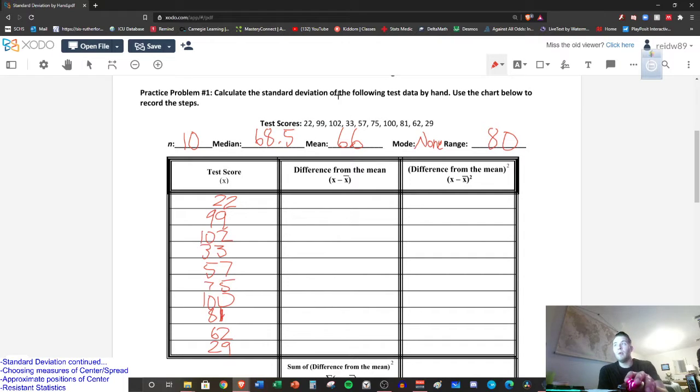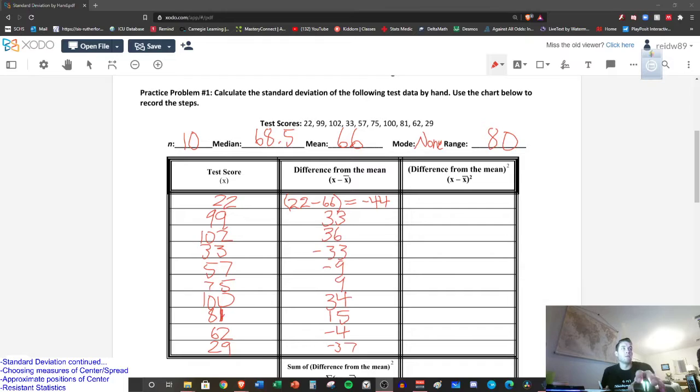All right, next, we want to find the difference from the mean. That would mean I'm going to take each test score and subtract the mean from it. So I'm going to put that in parentheses. This is going to be 22 minus 66, which equals negative 44. It's okay to get negatives in this case, but we're going to fill in this table, and I'm going to edit it so that it's instant. Just like that, we filled this in, and it's just the differences from the mean.